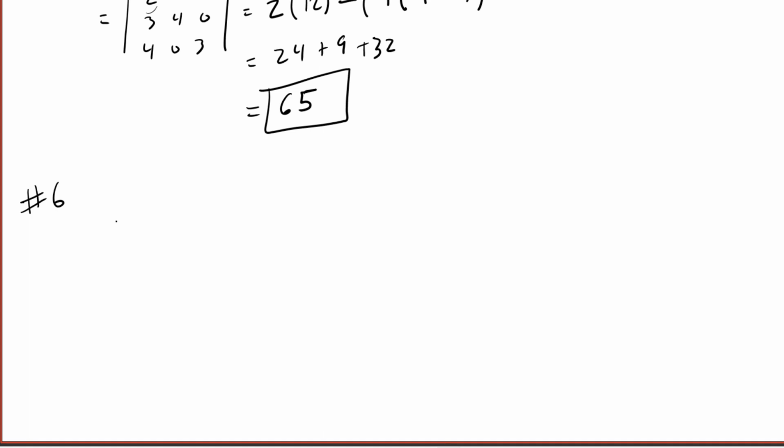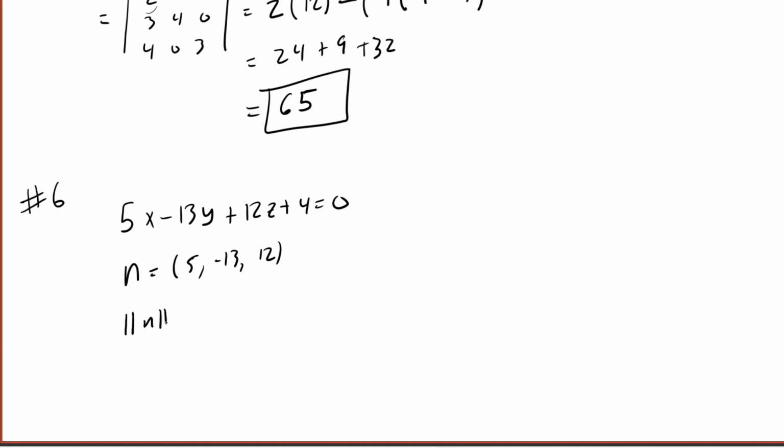Number 6. Find the unit normal vector to the plane with equation 5x minus 13y plus 12z plus 4 equals 0. Okay, well, we can write the normal right away. This is going to be 5, minus 13, 12. And then the norm of n, that's going to be the square root of 25 plus 169, and plus 144.